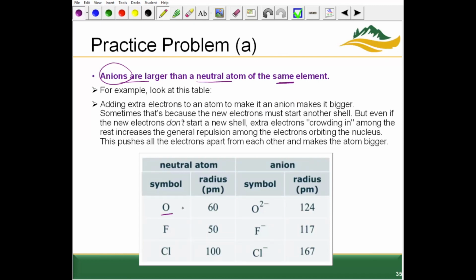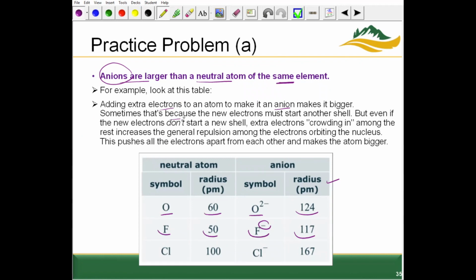So here's neutral. We've added on 2 electrons to oxygen for this to become oxide. You can see that this nearly doubles in atomic radius. Fluorine, 50 picometers, but then fluoride, the anion form, 117 picometers. So adding on electrons to an atom will make the anion bigger.